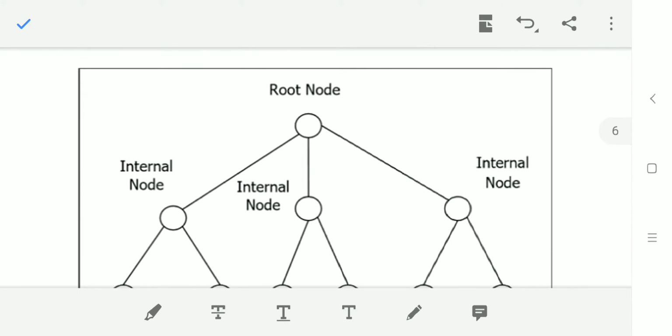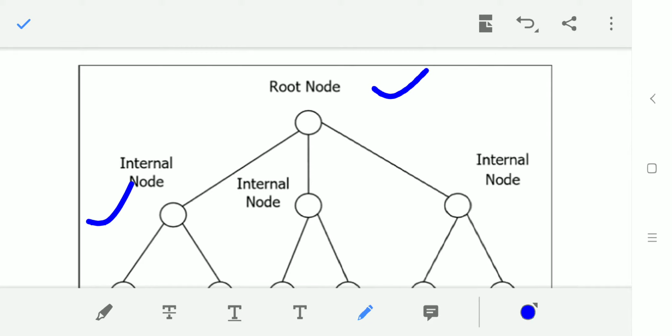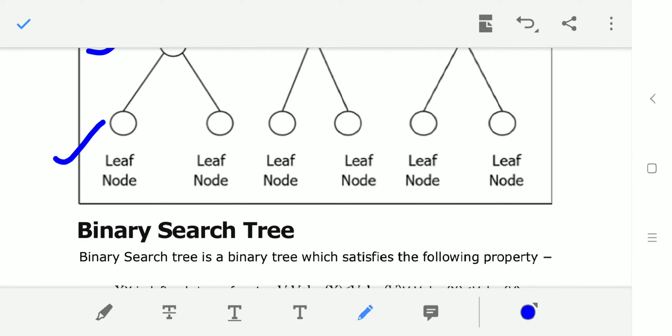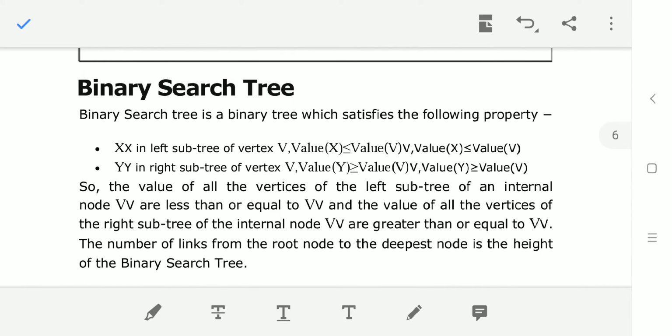See here, this is the root node, these are the internal nodes, and last are the leaf nodes. Okay, next coming is binary search tree.